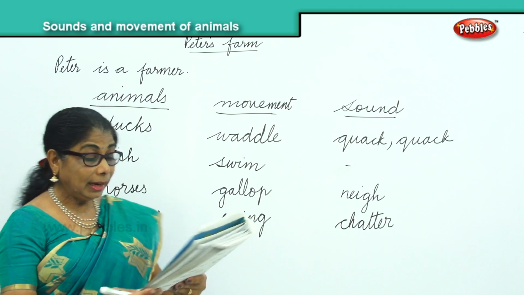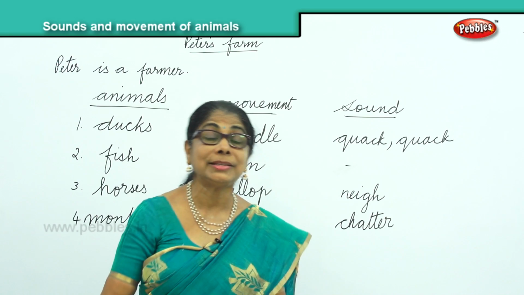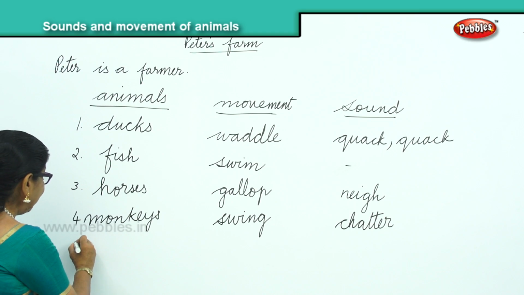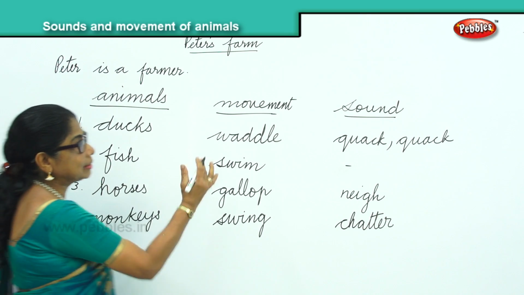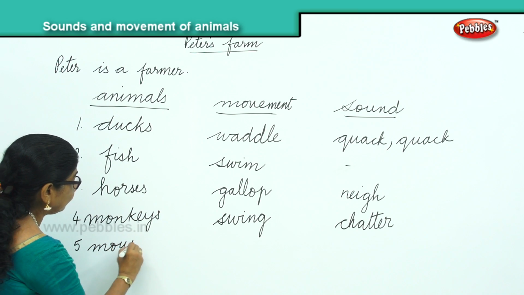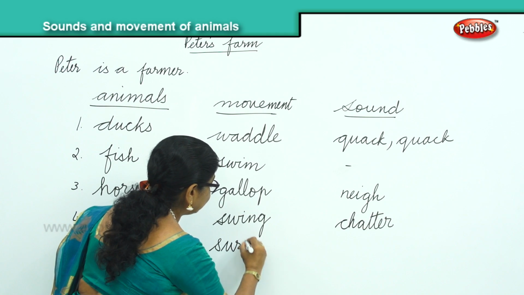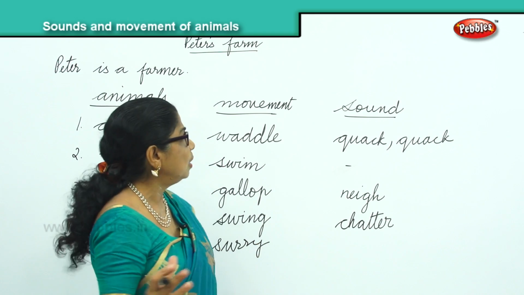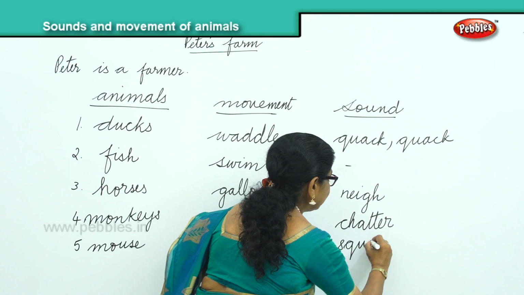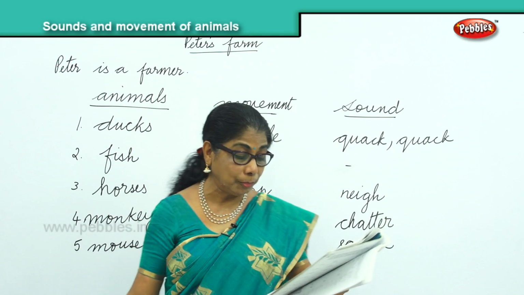Now, he has some mice that scurry past him as he moves about. So when Peter's moving about, there are some animals scurrying. Who can scurry? Mouse. What is the movement? Scurry about. Run about fast. They scurry past. And what is the sound they make? They squeak as they move about.